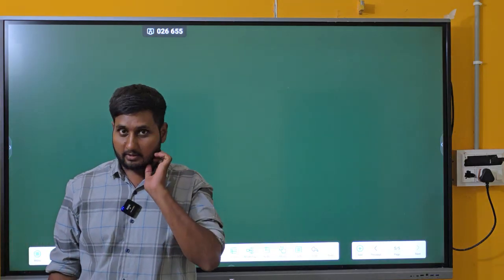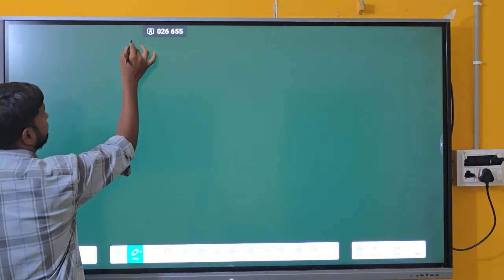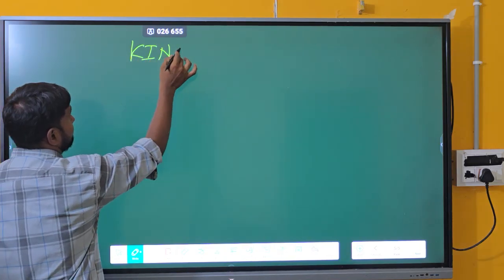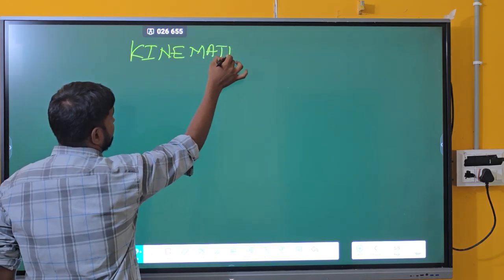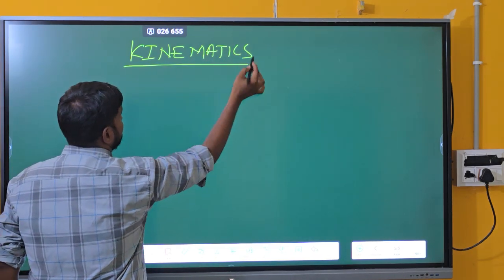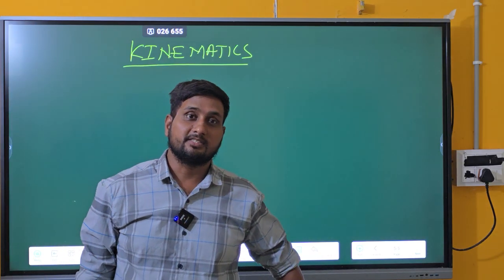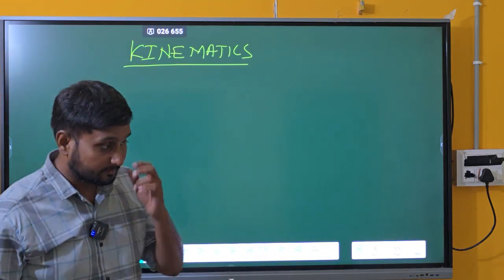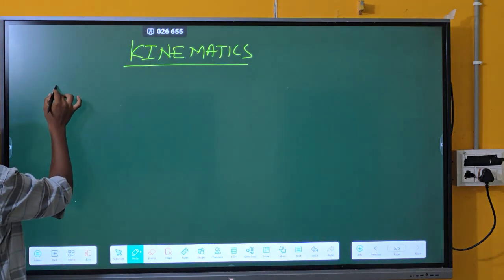So today we are going to discuss kinematics. We are going to discuss some small topics, the basic concepts. So first, what is motion?